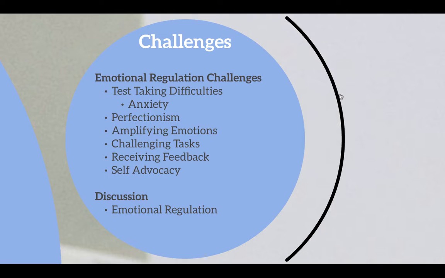Perfectionism is another challenge related to emotional regulation, and it's usually a result of anxiety. Maybe you're working on writing assignments. You may struggle to complete assignments like that, where you may take a lot longer than necessary because you are striving for perfection, and this is often a result of the inability to manage and regulate emotions.